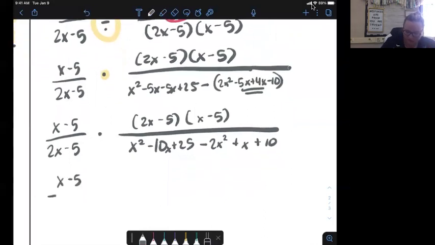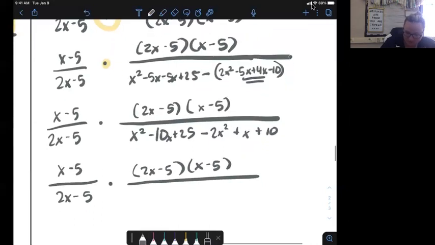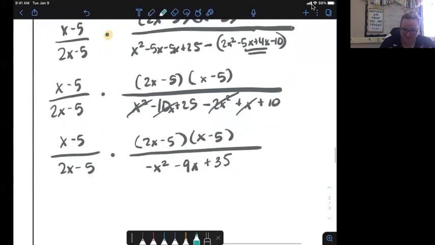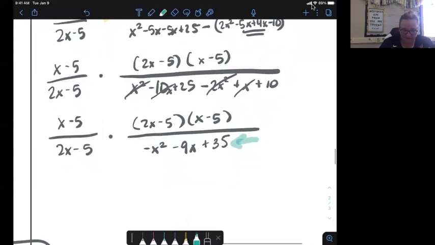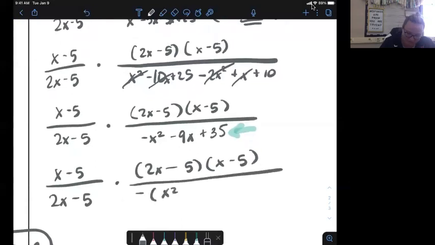So x minus 5 over 2x minus 5 times 2x minus 5 times x minus 5. Negative x squared. Okay. Negative 10x plus x is negative 9x. 25 plus 10 is 35. Now we need to see if this denominator right here will factor. So the first thing we want to do is factor out the negative because the first term is negative. We're going to have x squared plus 9x minus 35.